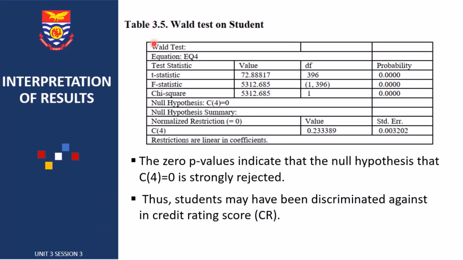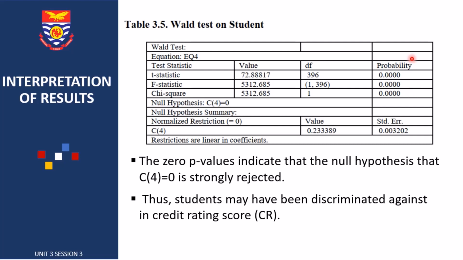So this is the output for the Wald test, and this is the method that was used. This is the test statistic. We have the statistic value of 32.888. We have a degree of freedom of 396, indicating that we were using 400 observations. We have F statistics. These are all values from the Wald test. In the Wald test, we had the null hypothesis that students have not been discriminated against, and the alternative that they have been discriminated against.